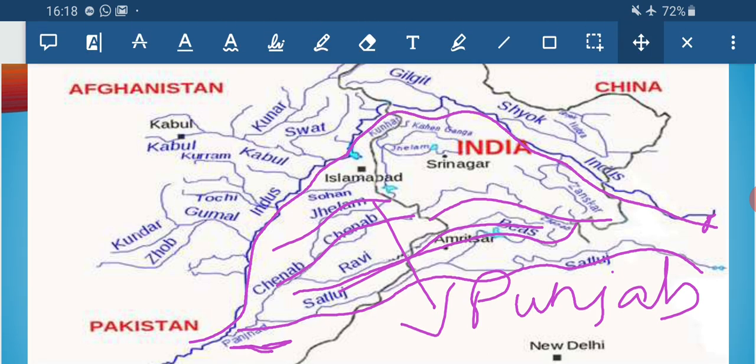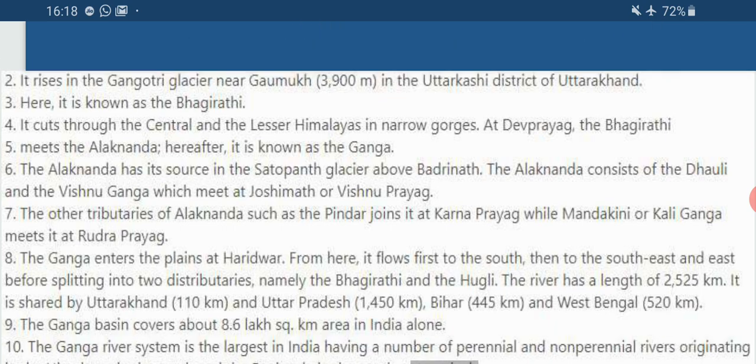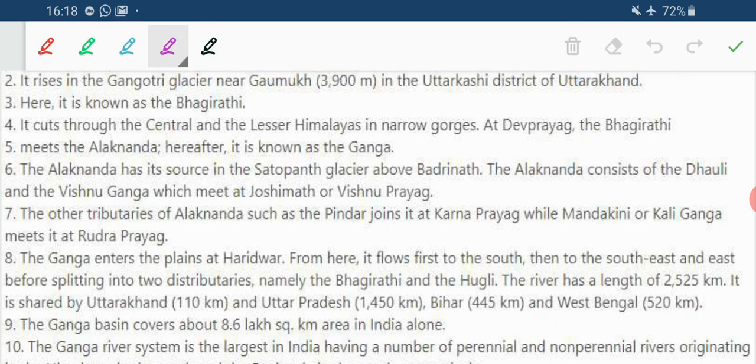Now let us move to the next, that is Ganga river system. Now Ganga is the most important river of India, we all know this, and it has its own cultural significance too. Now it rises in Gangotri glacier, as I said earlier, in Uttarkashi district of Uttarakhand, and at that place it is named as Bhagirathi. It was not named as Ganga over there.